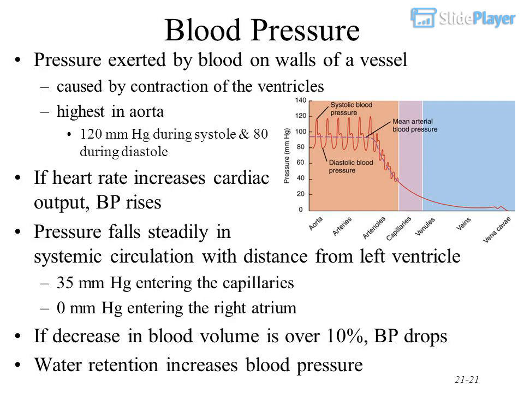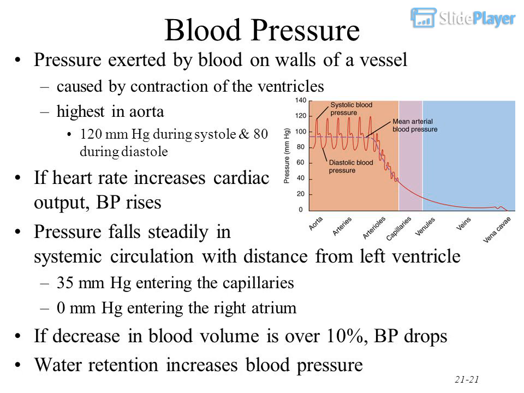Blood pressure is the pressure exerted by blood on the walls of a vessel. It is caused by contraction of the ventricles. It is highest in the aorta: 120 mm Hg during systole and 80 during diastole. If heart rate increases, cardiac output and BP rise. Pressure falls steadily in systemic circulation with distance from the left ventricle.